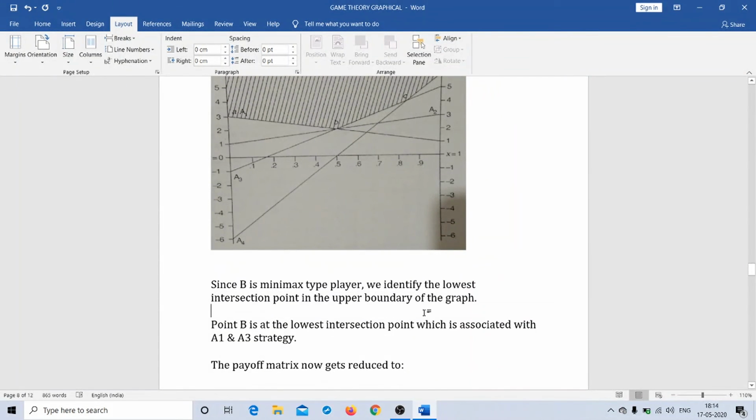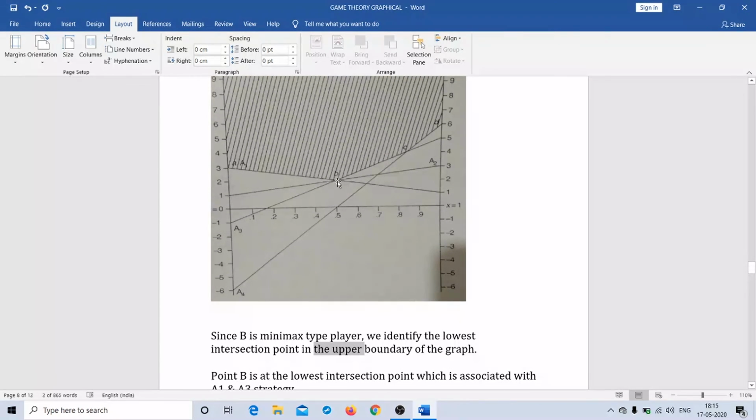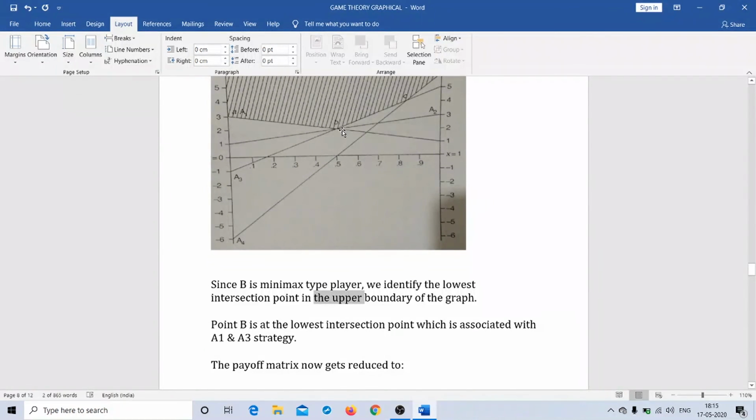So that is the difference. In the earlier case, 2 cross n, we identified the highest intersection point in the lower boundary, whereas in this case, M cross 2, we identify the lowest intersection point in the upper boundary. Once I identify the lowest intersection point, which is here, I conclude that point B is at the lowest intersection point, which is associated with the A1 and A3 strategies.